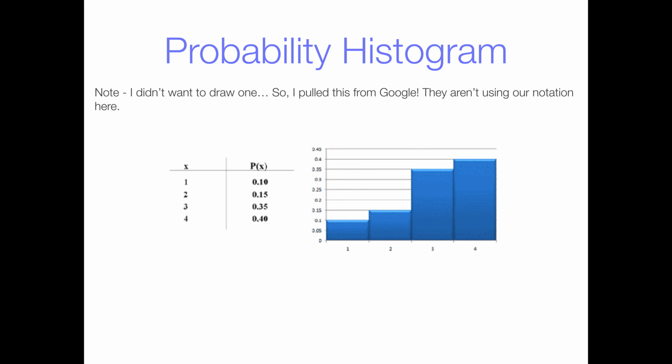And so x can be 1, 2, 3, or 4, so that's what I have on the x-axis. At each one, I have a box, and they're all the same width. It's the width of 1, and a height of the probability. When x is 1, that probability is 0.1, so we get a box with a height of 0.1. When x is 4, probability is 0.4, so over there we've got a box with a height of 0.4. So that is how you make a probability histogram.